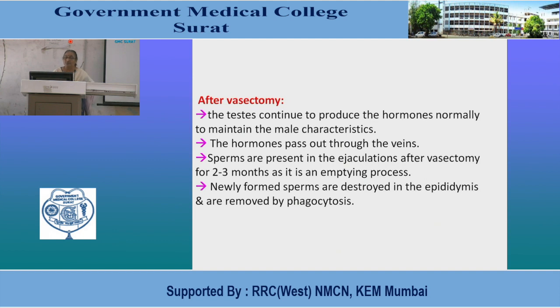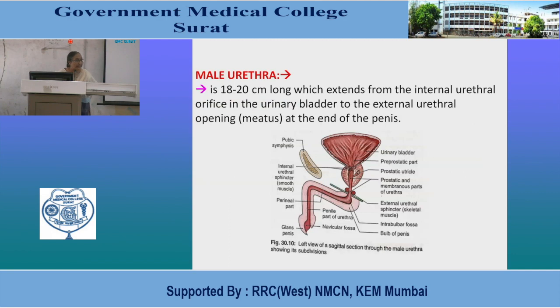The newly formed sperms are destroyed later on in the epididymis and are removed by the process called phagocytosis. So after vasectomy, it will happen later on by this. Now the last topic, the fourth topic, is the male reproductive organ, that is the male urethra.